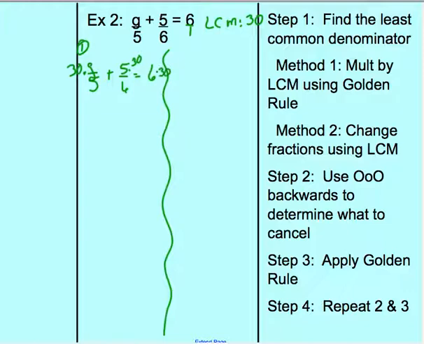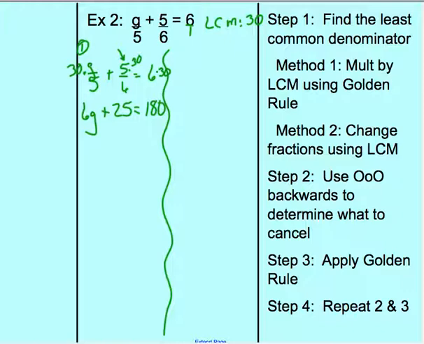So in my first term, g divided by 5, now I'm going to divide the 30 by 5 and get 6. My second term, 30 divided by 6 gives me 5, times my 5 in the numerator gives me 25. And 6 times 30, think about 6 times 3 is 18, and throw that 0 on the end. So now we've gotten rid of the fractions, which is nice.